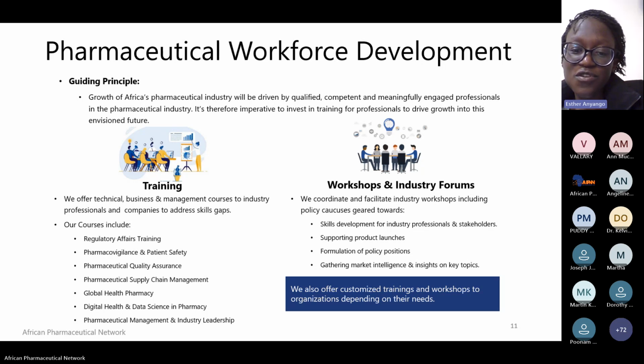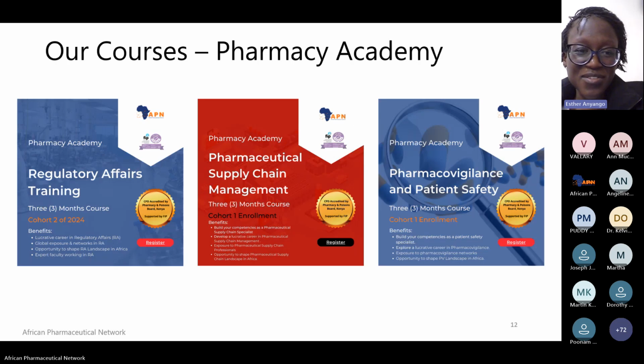In terms of workshops and industry forums, we are currently coordinating and facilitating industry workshops, including policy caucuses geared towards skills development, supporting product launches, formulation of policy positions, and gathering market intelligence and insights on key topics. Now, I hope that this is enticing to you, because our dream is to co-opt as many pharmaceutical professionals as possible to be part of this network. The more we are, the greater the force will be. The more skilled we are, the more beneficial we will be to the growth and success of the continent. I'll really not run through the rest of the courses. That's just a highlight of the courses that form part of our pharmacy academy.